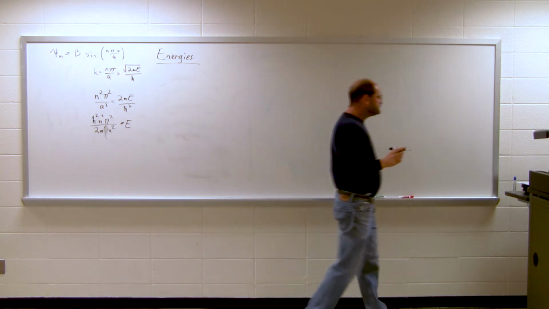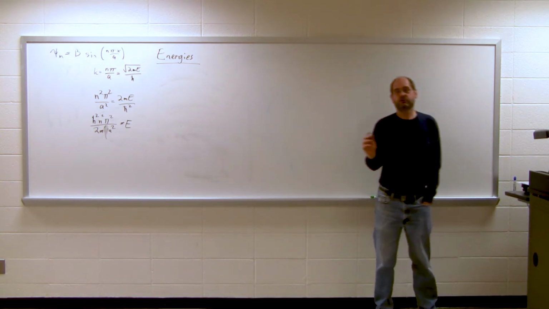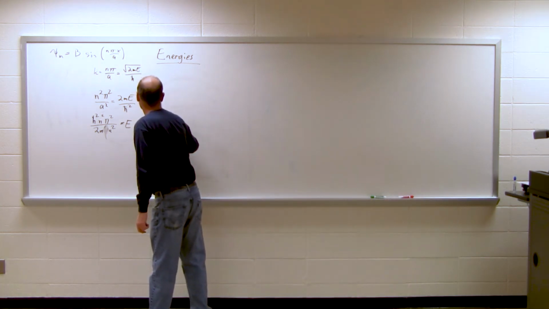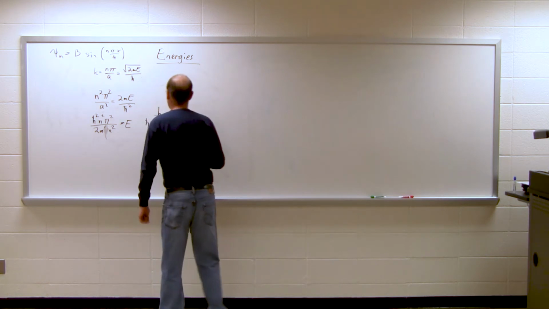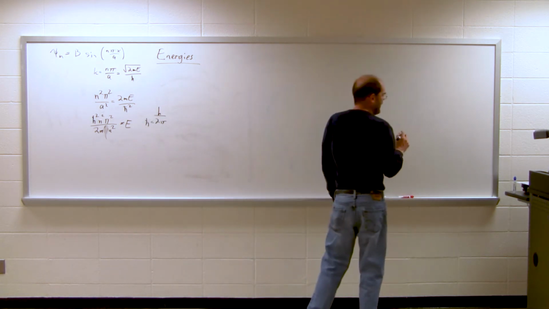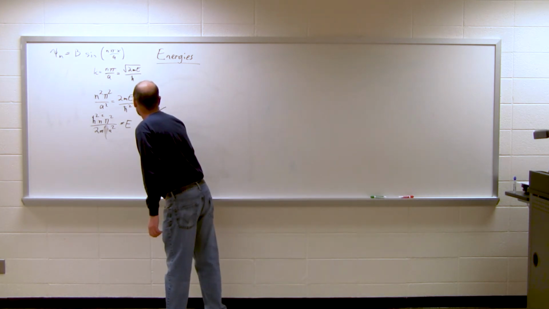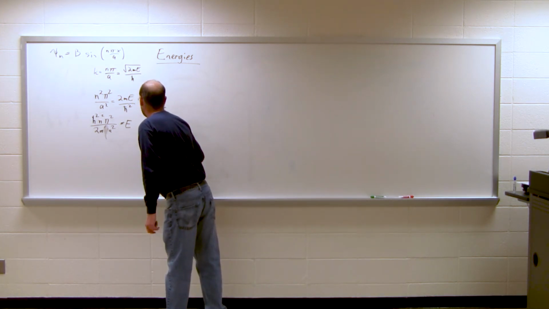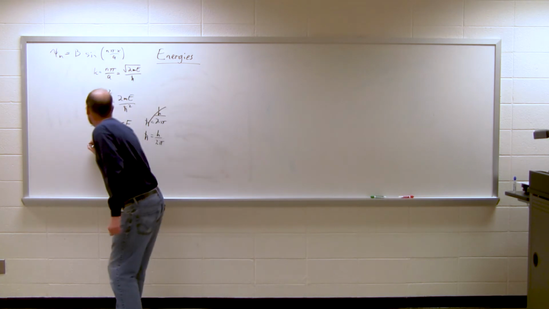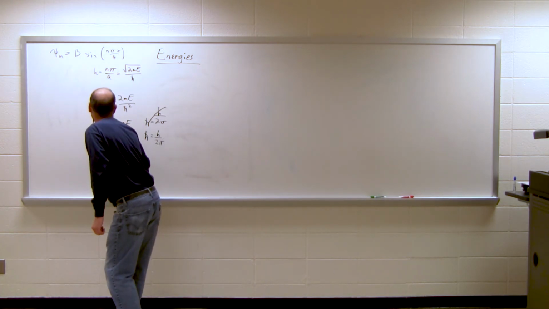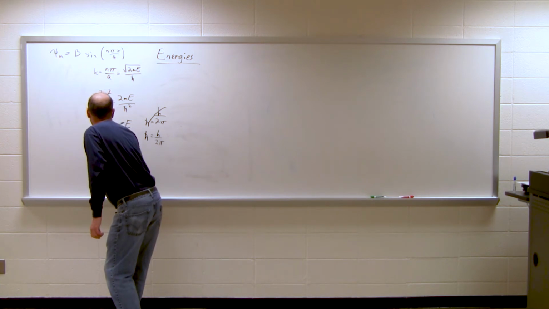And furthermore, since h bar is... I think I messed that one up. Okay, h bar is h over 2 pi. So when I put these together, I get E is equal to n squared h squared over 8ma squared.